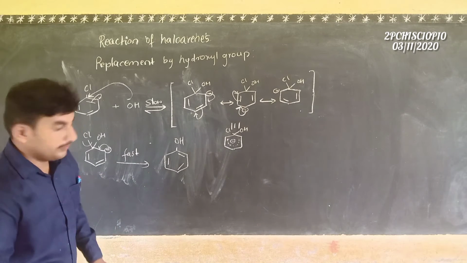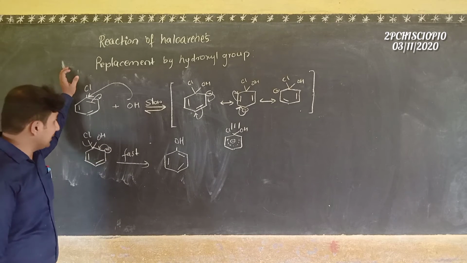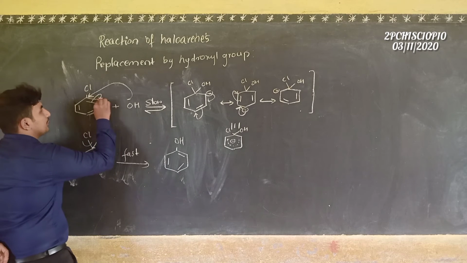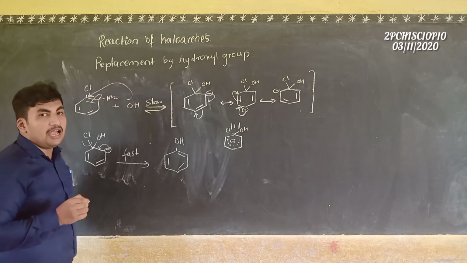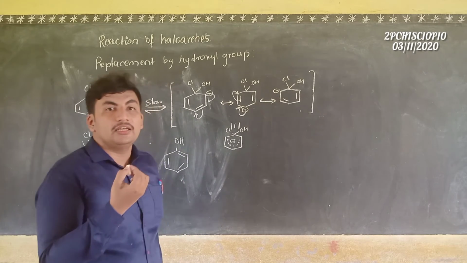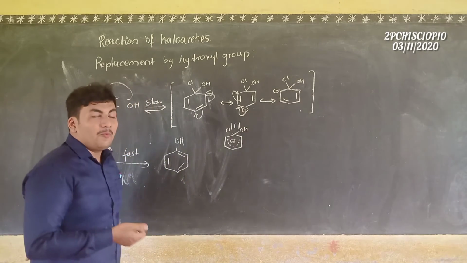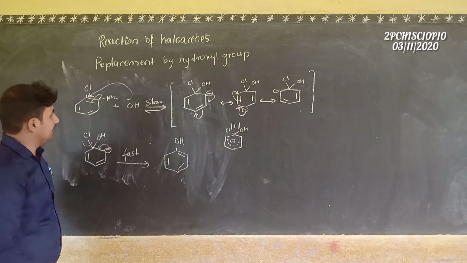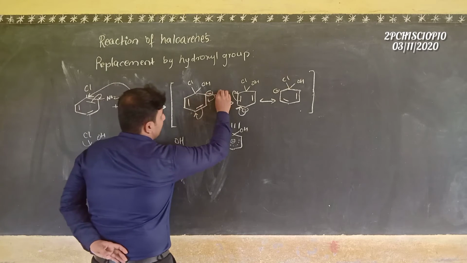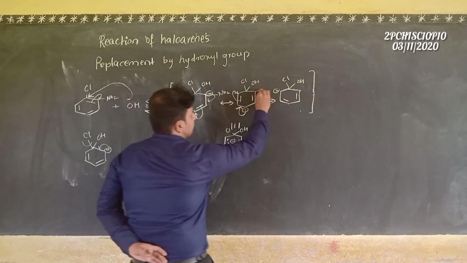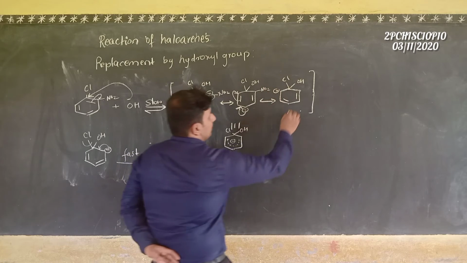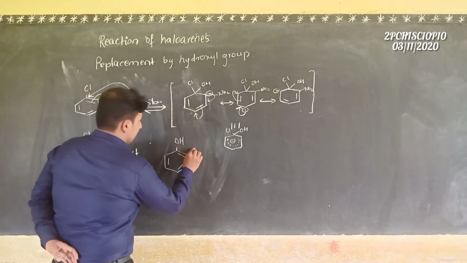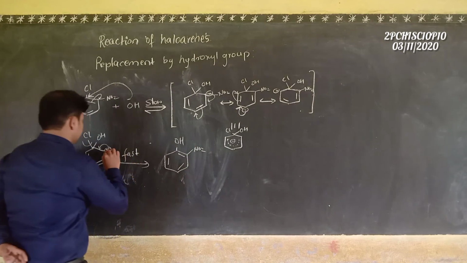Suppose the nitro group, an electron withdrawing group, is present at the ortho position. As already told, the reactivity increases. What is the reason for that? We will see. If the NO2 group is present here, so here also NO2 group, here also NO2 group, in the product we will get the NO2 group.